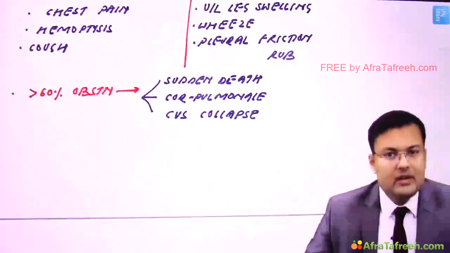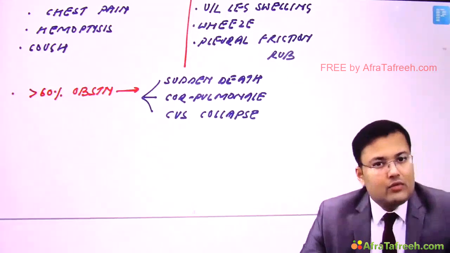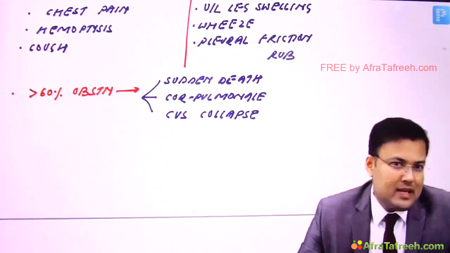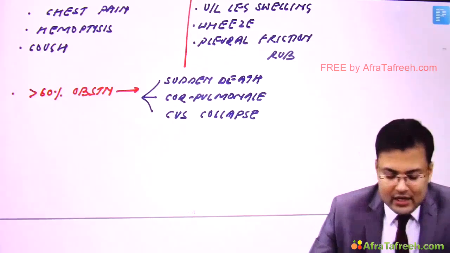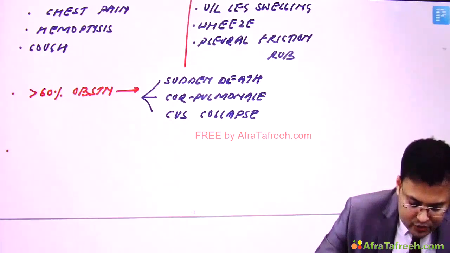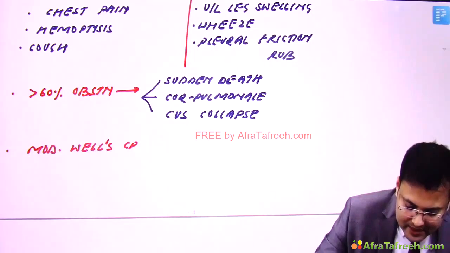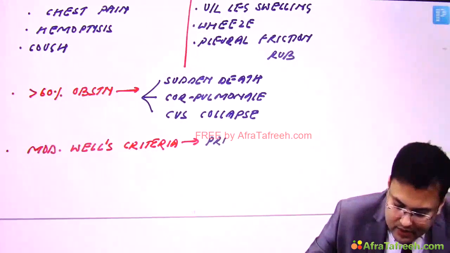Clear? If you have seen the AIIMS paper from 2 to 3 years back, there was one question: what is the criteria used for predicting pulmonary embolism? The name of this criteria is modified Wells criteria. This is used to predict pulmonary embolism.